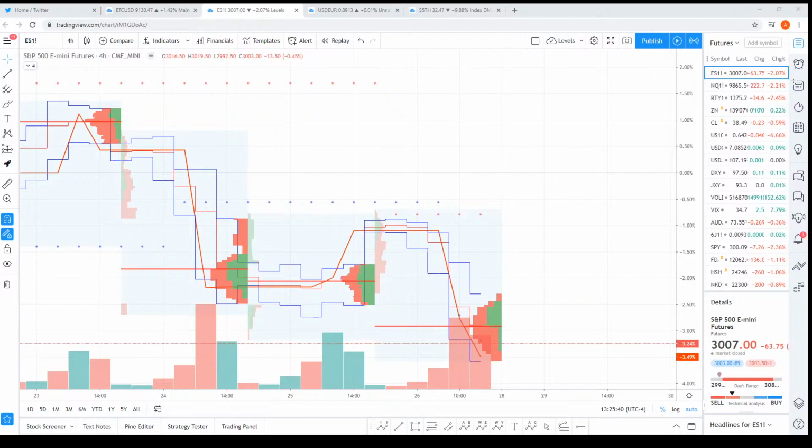All right, that's 50 sold. I'm going to put 50 more on the bid. All right, that's 50 sold. Okay, 50 more on the bid. Okay, they're still selling. I'm going to put 50 more on that bid. And I'm going to keep getting filled, keep getting filled, aka absorption.